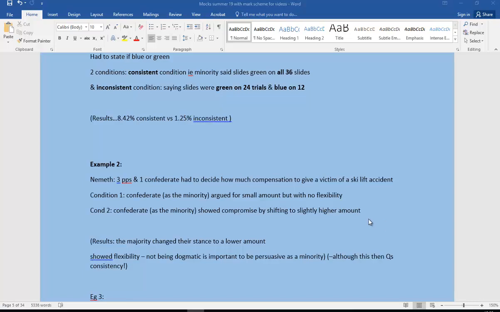In condition 2, the Confederate, as the minority, showed a compromise, and they shifted to allocate a slightly higher amount for the victim of this ski lift. Okay, so again, we've got enough for our 3 marks. A little bit more detail in the Moscovici study is probably better. Again, just for revision purposes, but not for this question, the results: the majority did change their stance to a lower amount, and therefore it showed that flexibility, not being dogmatic, is actually important in persuasion as a minority, although obviously that then questions the whole point about consistency.